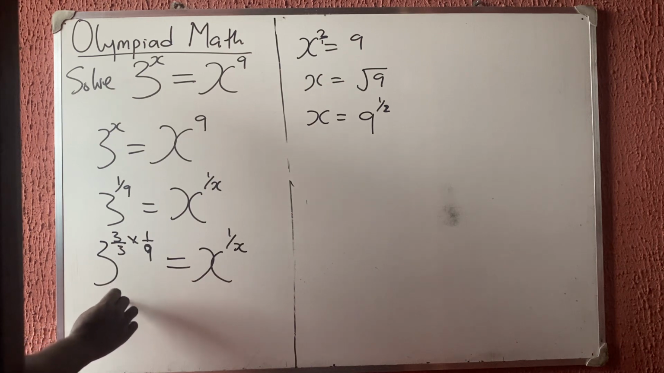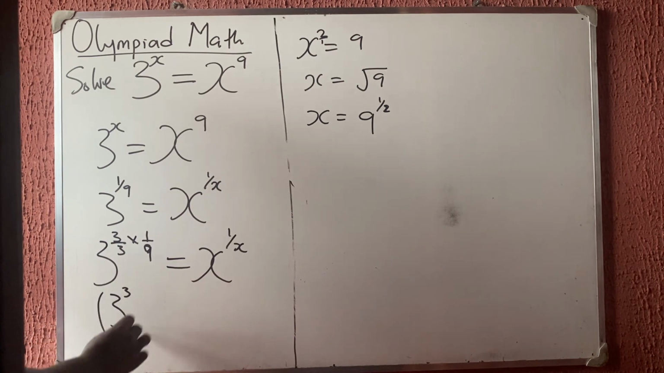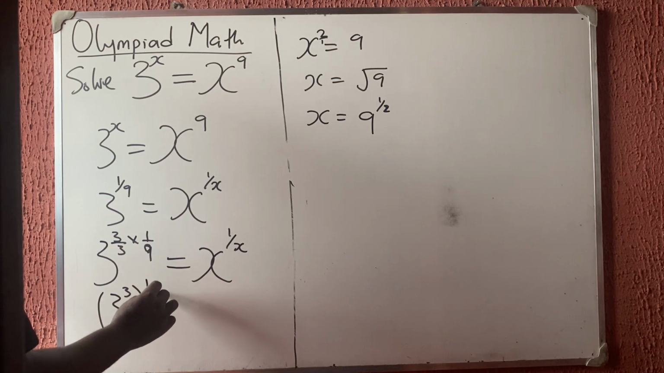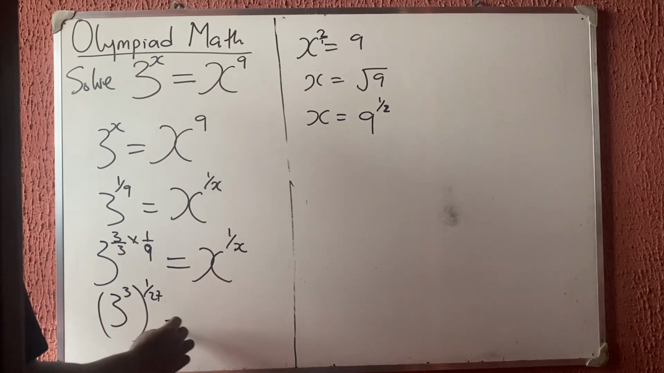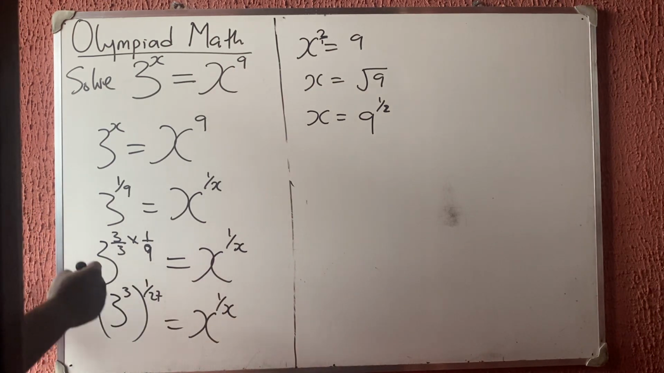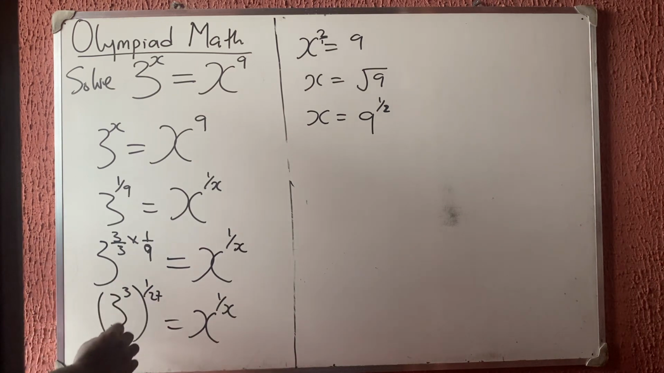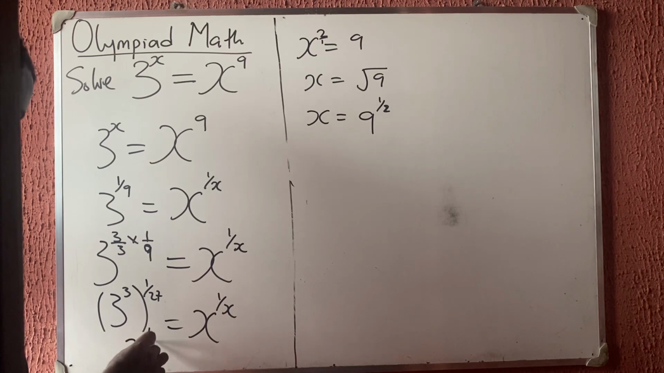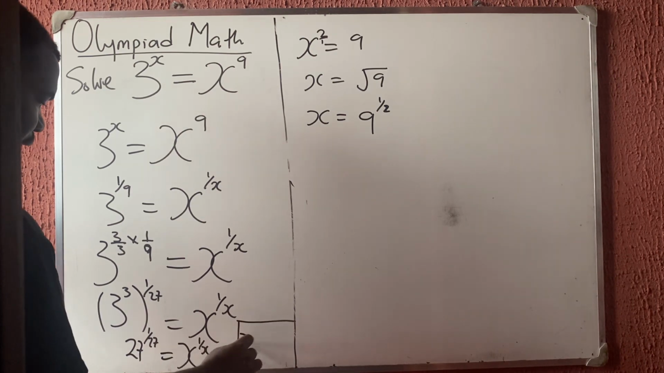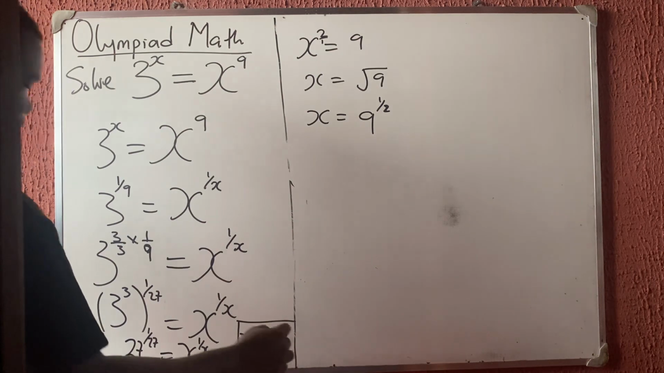Now, this is the same thing as saying, watch me, 3 raised to power 3, all raised to power this and this will give me 1 over 27. Is it not? Is equal to what? x raised to power what? 1 over x. So finally, what do you have now? You're going to have that 3 raised to power 3 is 27. So this is something like saying 27 raised to power 1 over 27, and is equal to what? x raised to power 1 over x. So you see that automatically x is equal to what? 27. So that is that.